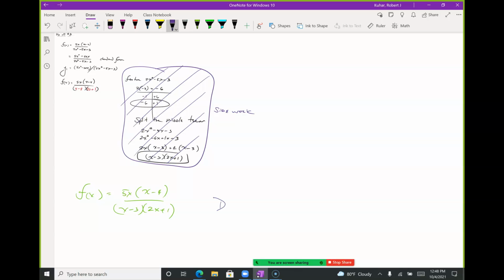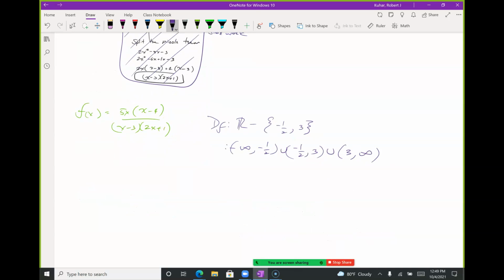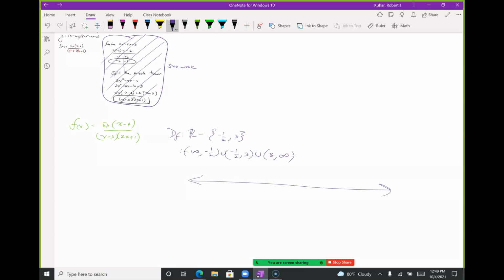So what's my domain? It's all of the reals, except for minus 1/2 and 3. Do you agree with that? x equals 3 gives me a 0 downstairs, and x equals minus 1/2 gives me a 0 downstairs. So minus infinity to minus 1/2, union minus 1/2 to 3, union 3 to infinity. So I'm taking out those pieces, and I'm creating a number line with 2 holes in it, at minus 1/2 and 3.